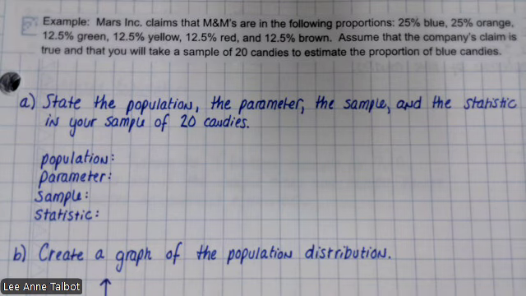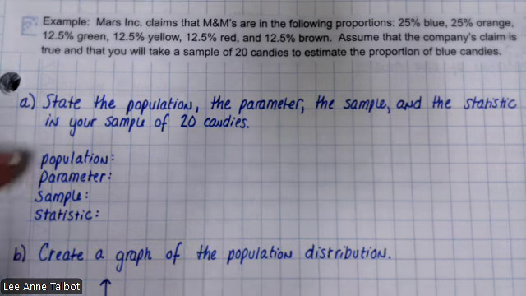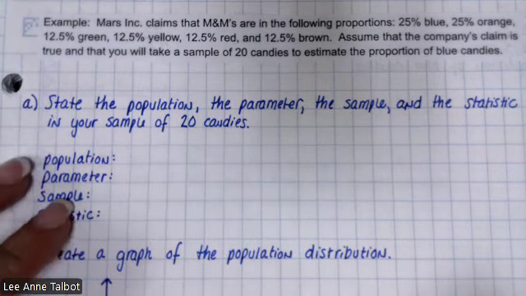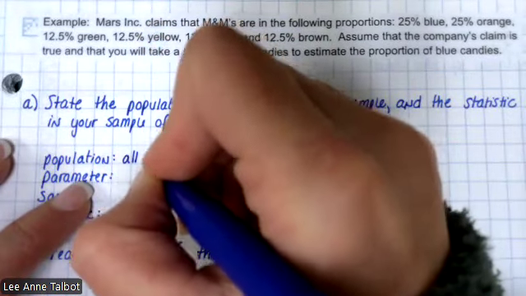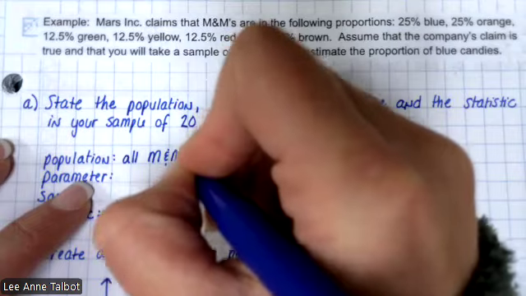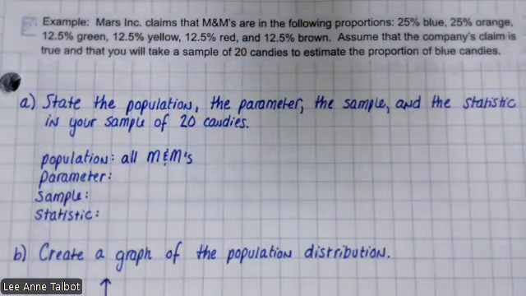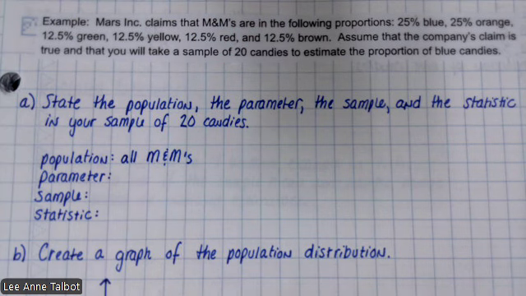Okay, here we go. State the population, parameter, sample, and statistic in your sample of 20 candies. This is a vocab question. Okay. What is the population? All M&Ms. All M&Ms everywhere in the whole world. Just think about how many plain M&Ms there are.